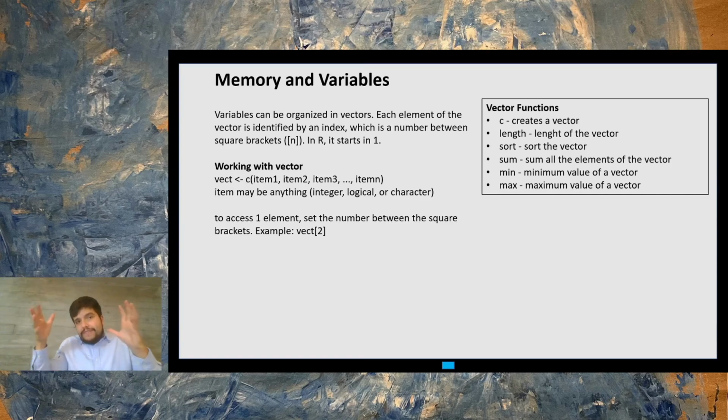Now, having these vectors, again, a set of data elements in one object, we can use specific functions on those vectors. If our vector has numbers, it's a numerical type, then we can use a sum function or a min function or a max function to get the sum of all the elements, the minimum value of the vector, or the maximum value of this vector.